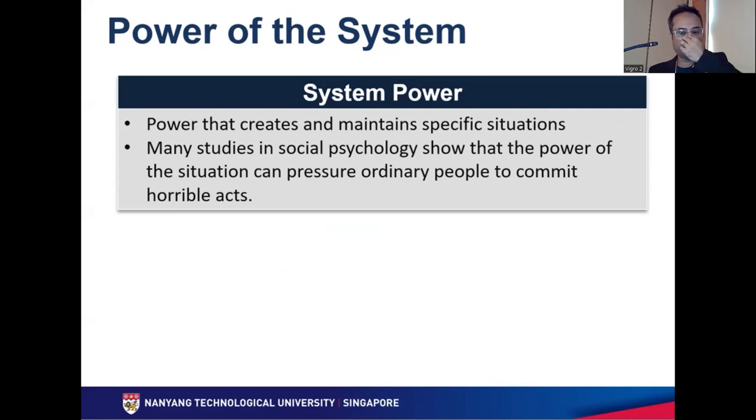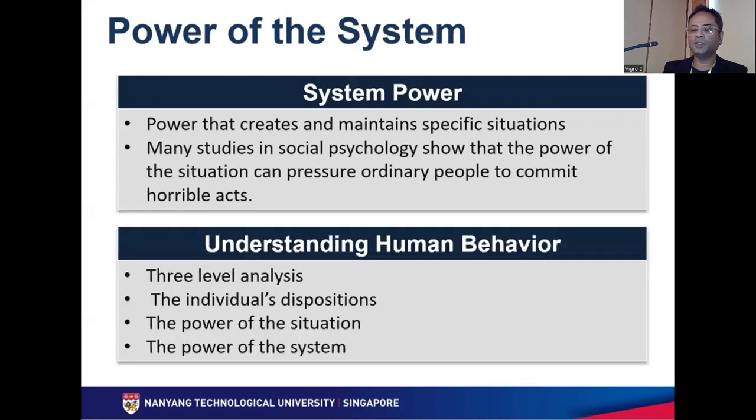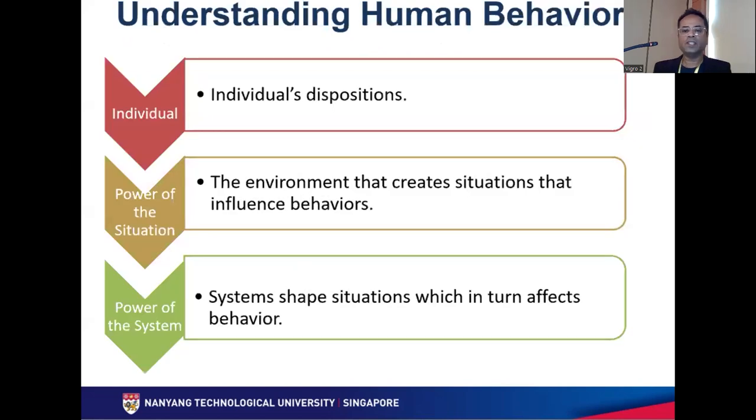Many social psychologists' theories have shown that the power of the situation can pressure ordinary people to commit horrible acts. Very normal people, very friendly in another setting, very nice persons, but take them out, put them in a different system, and they might commit horrible acts. So understanding human behaviors needs understanding at three levels: the individual dispositions, the power of the situation, and the power of the systems. So what are these?